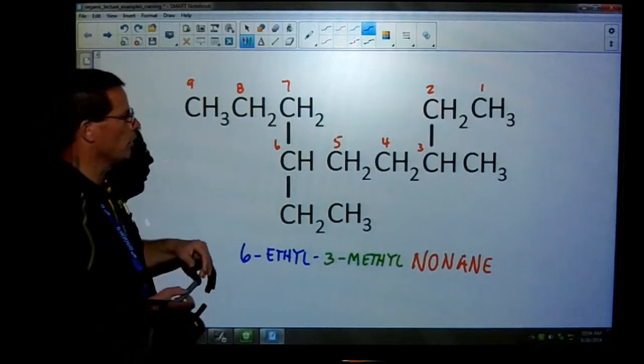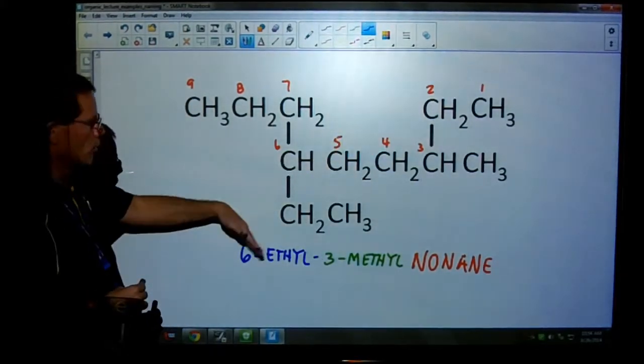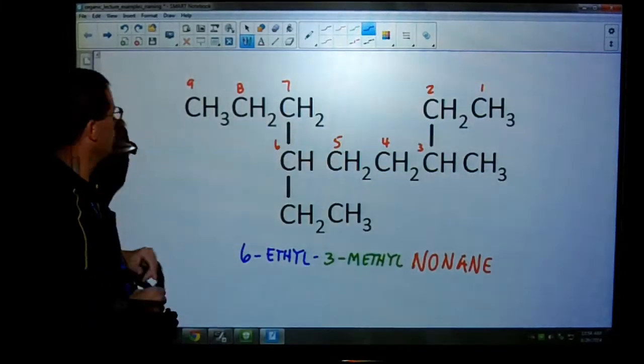Now, next week you'll have a chance to actually take the name and construct something similar to this. Now yours might not look as clean as that. It might actually be a straight line with the ethyl group down here and the methyl down here. We'll get a chance to do that a little bit later on.